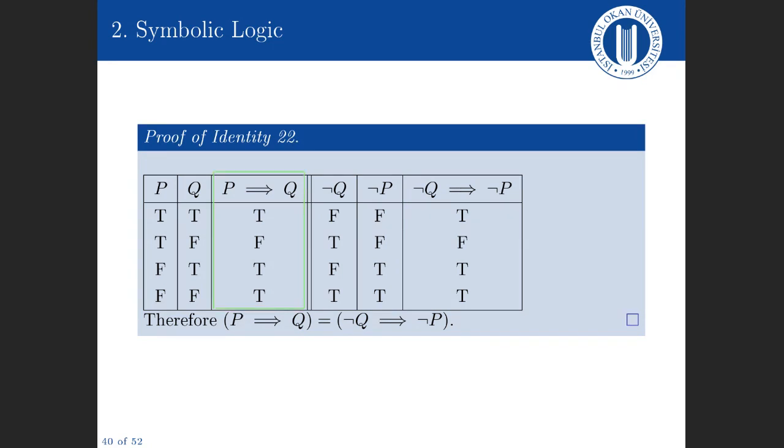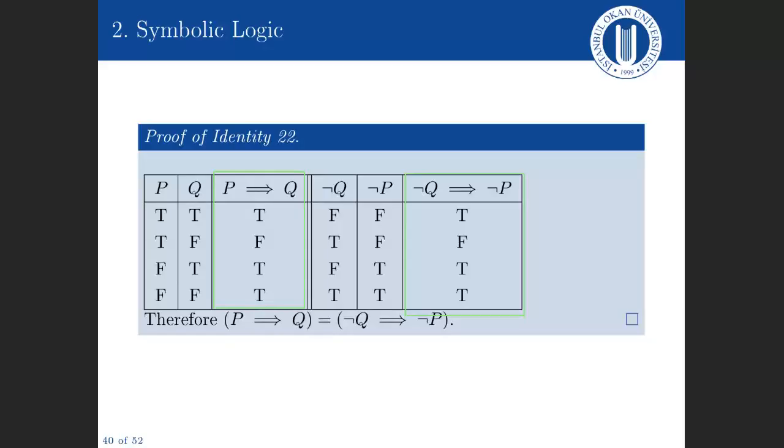So again, the columns are true, false, true, true, and true, false, true, true. These columns are exactly the same. So these things must be logically the same. P implies Q is the same as not Q implies not P.